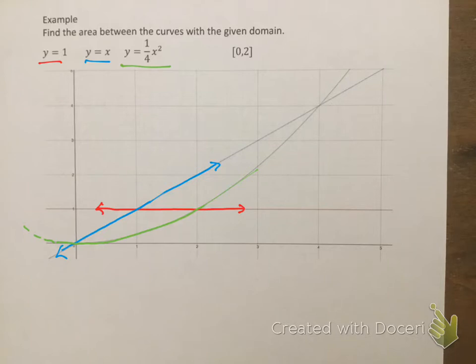Now, I'm only supposed to do this for the region between 0 and 2. So do you see that the shaded region I am looking at would be in here? I'm often asked, why can't we do this region in here? It's not bounded by all three of those curves, so I am not using this region.